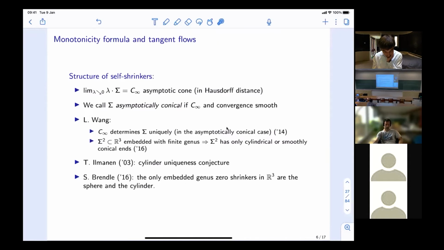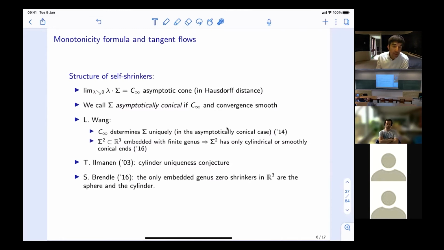Okay, and here's another result of Simon Brendle. So assume you have an embedded genus 0 shrinker. So you think of an embedded sphere, or an embedded cylinder in R^3. And as I have explained to you, you can think of this Gaussian space. So these are minimal surfaces in the Gaussian space. And these are embedded. And there is a previous result of Antonio Ros, who shows that if you have an embedded minimal 2-sphere in the 3-sphere, then it has to be an equator. This is the result of Ros.